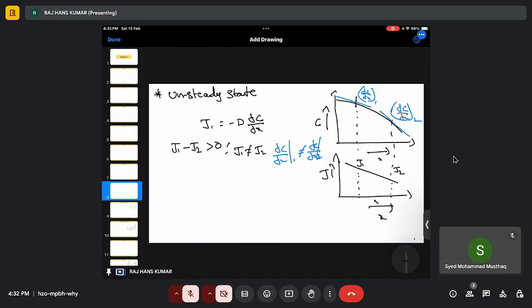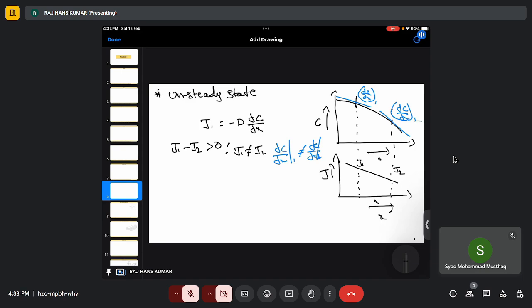for example, at first I have J1. J1 will be equal to minus D ∂c/∂x. So at point 1, ∂c/∂x will give one slope, right?